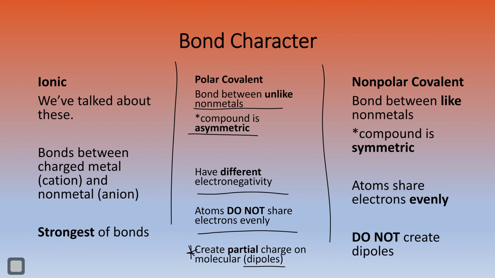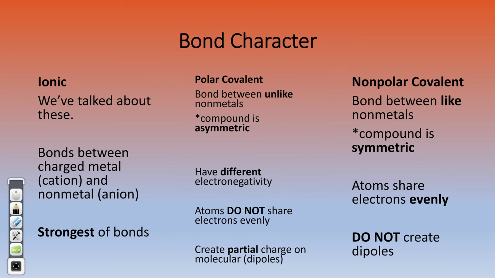A non-polar covalent is a bond between like nonmetals, in other words, two of the same. The compound is symmetric. You can create non-polar covalent compounds with different atoms if the whole compound is symmetric, all right? Basically that means you have a tug of war from the same type of atoms on opposite sides of a different atom. The electrons will be shared evenly amongst the whole structure. This will not create any dipoles. So non-polar, as its name implies, means no poles. Polar means positive and negative poles.